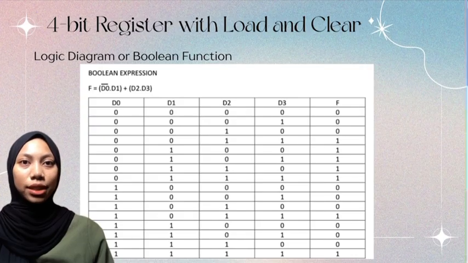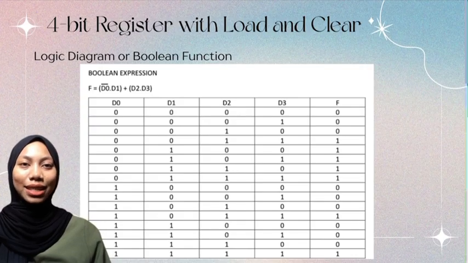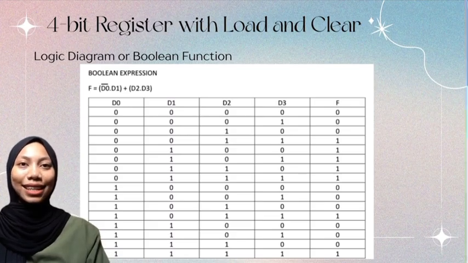If you look at the table, you can see that every time D0 is 0 and D1 is 1, F becomes 1. And also, when both D2 and D3 are 1, the output is also 1. So from this truth table, we can say that the circuit detects two specific input conditions and gives output 1 only when the logic expression is true.